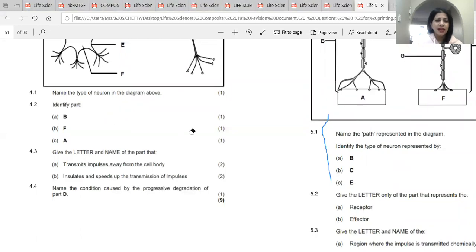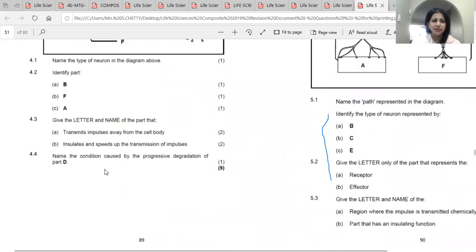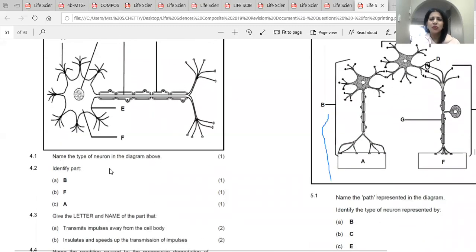And then, very importantly, let's look at the next one. The name and letter of the part that insulates and speeds up the transmission of impulses, of course, it's D, the myelin sheath. Name the condition caused by the progressive degradation of part D, and of course that would be your multiple sclerosis.